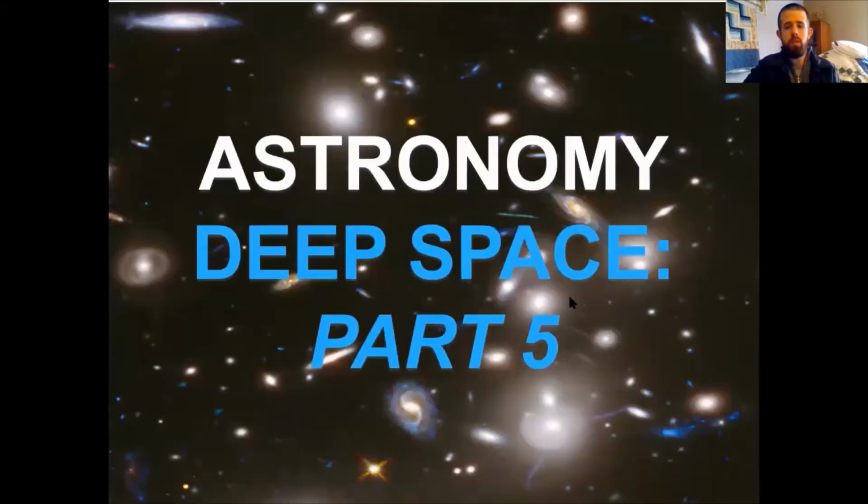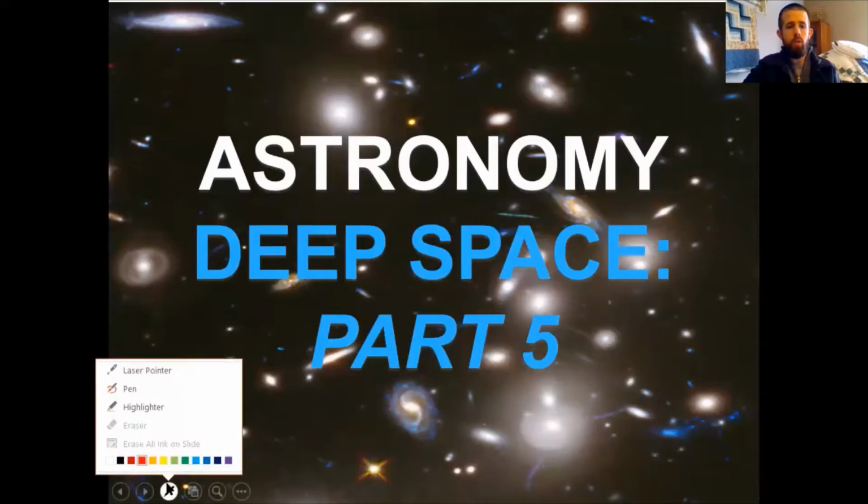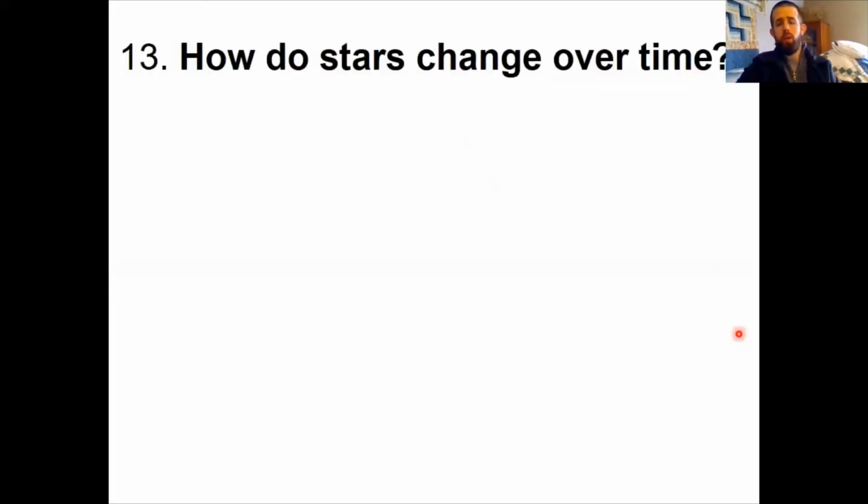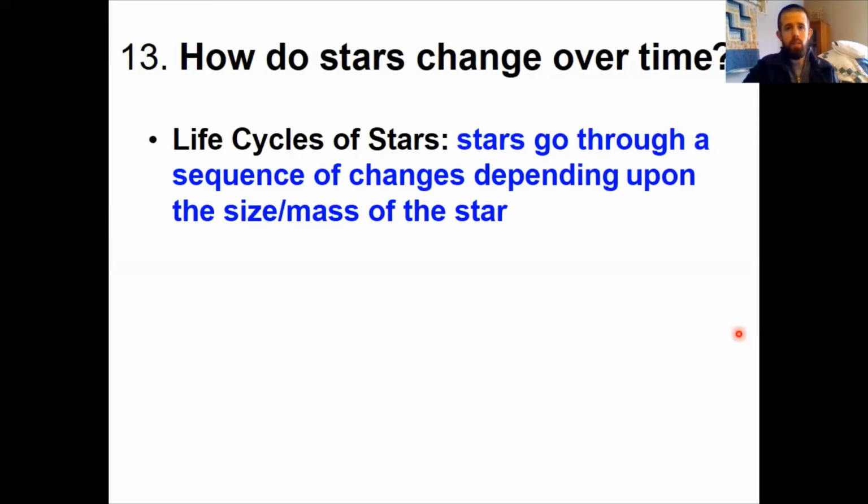All right. So here we are, Astronomy Deep Space Part 5. We want to talk about how stars change over time. So stars go through a life cycle, just like everything, I guess. Things start off smaller, they get bigger, then they maybe break down again. So stars are going to have a life cycle that we can predict based off of observations of other stars.